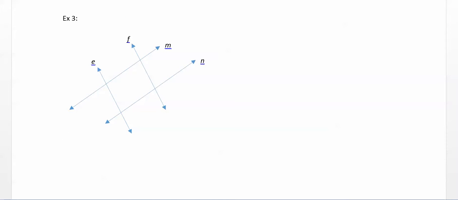Okay, let's go on to the next one here. Let's say we have this angle and this angle are congruent. So first think, what kind of angles are those? Those are vertical angles. Okay, and vertical angles are always congruent.